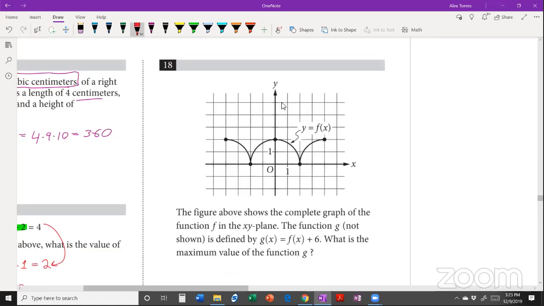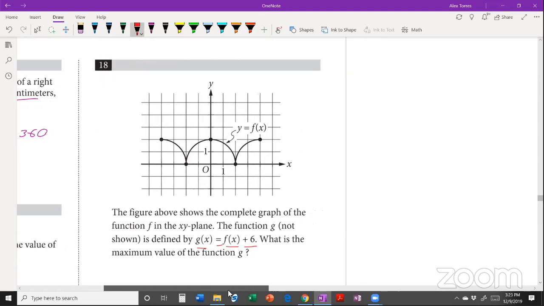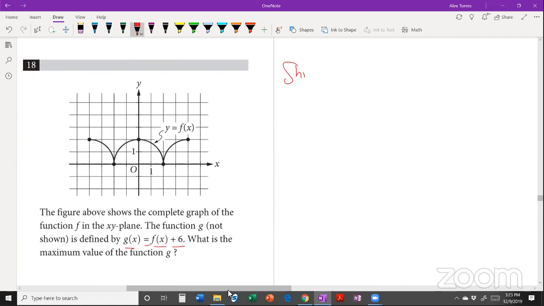Okay. So here they're saying g of x equals f of x plus 6. So let's spend a little time talking about function shifts, otherwise known as translations. If I have y equals x squared and I add to the outside of it, that's as opposed to adding to the inside of something.